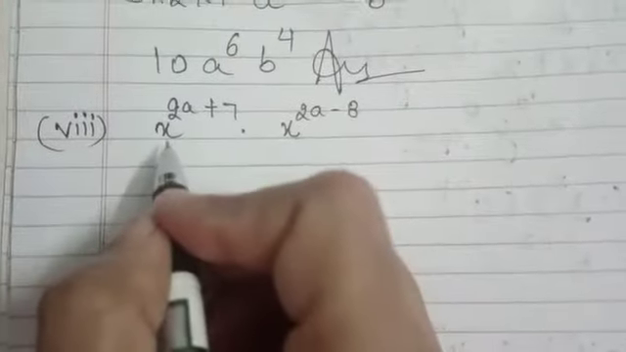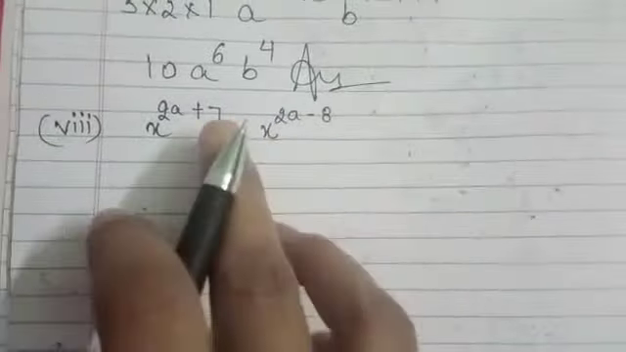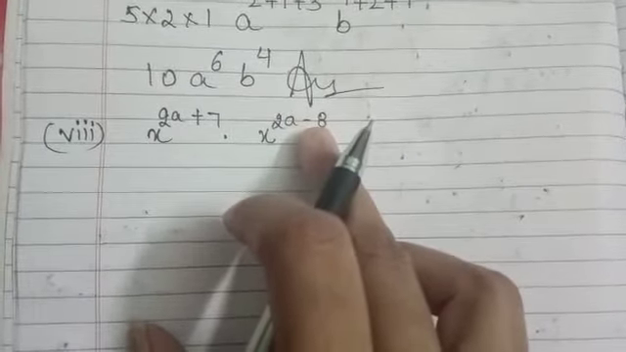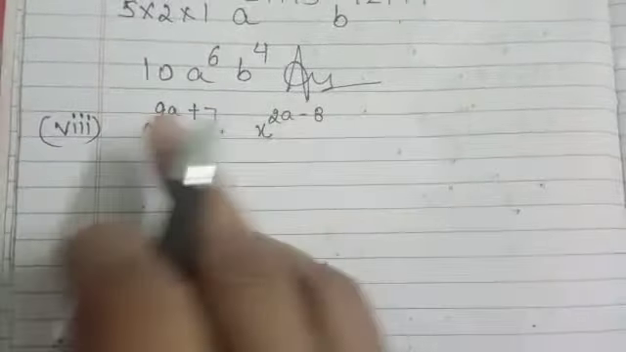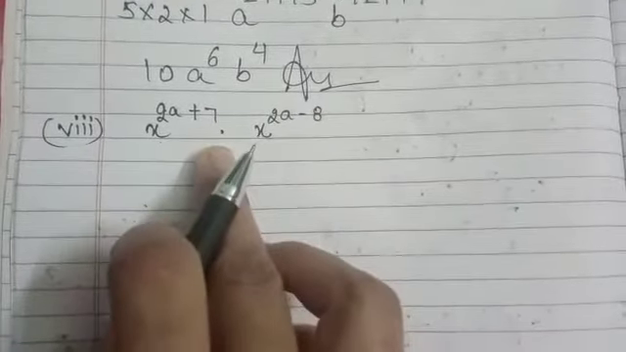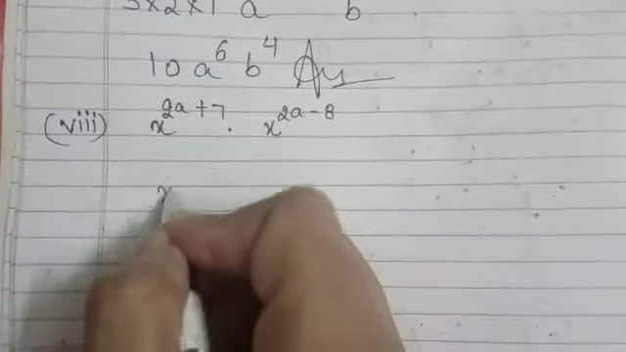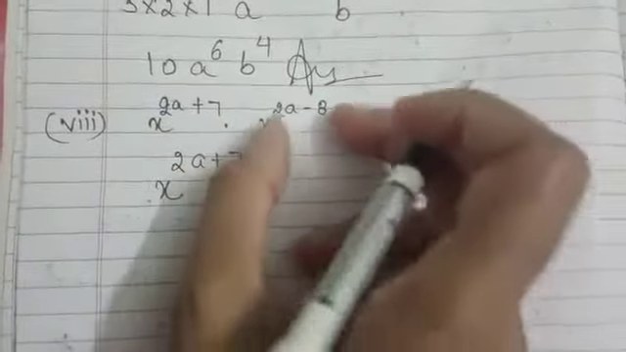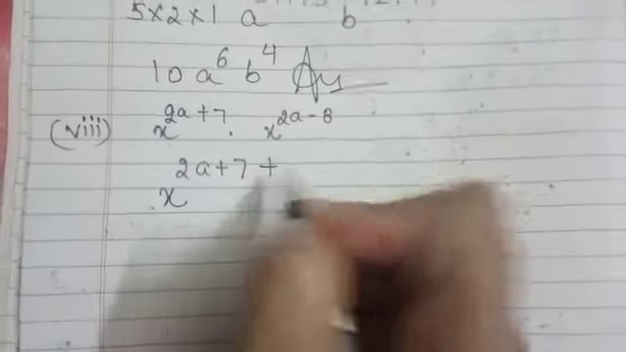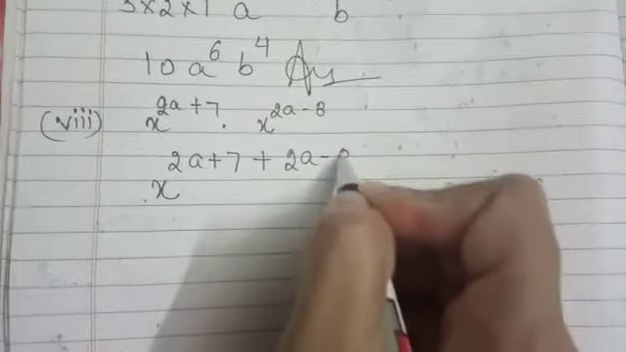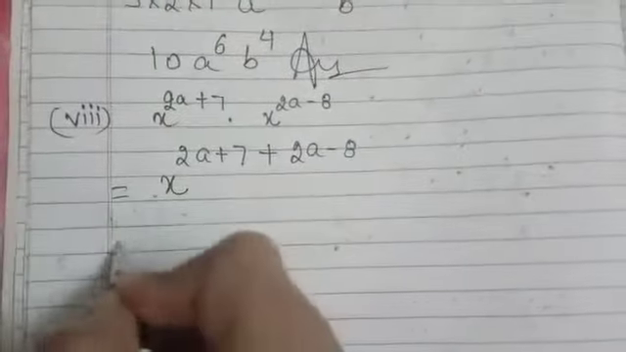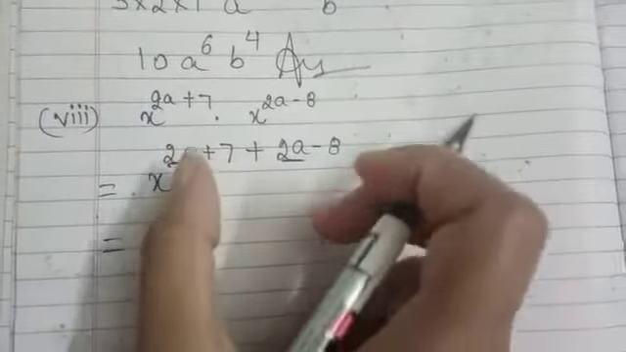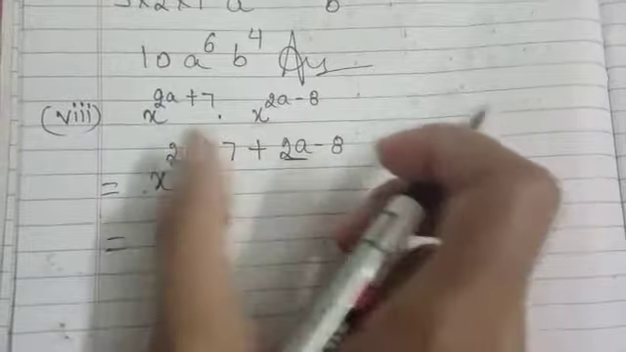Next, question number 8. See beta, don't be afraid by seeing these kinds of powers. It's nothing, we just have to apply the same funda. If the base is the same and they are in multiplication, then we will add the powers. Write the base once, add the powers. This is one power, this is the second power, so we will add it. Put the positive sign. So 2a and 2a will add to each other. Both are positive terms, like terms.